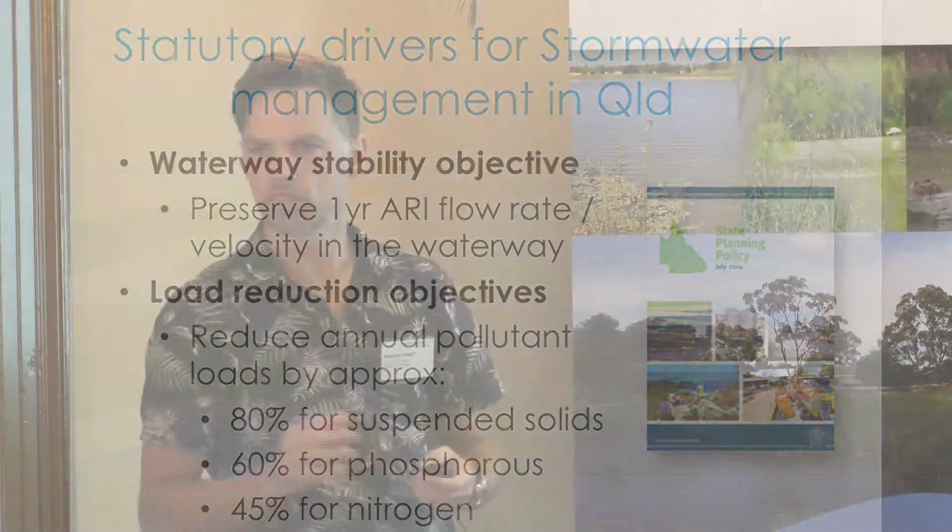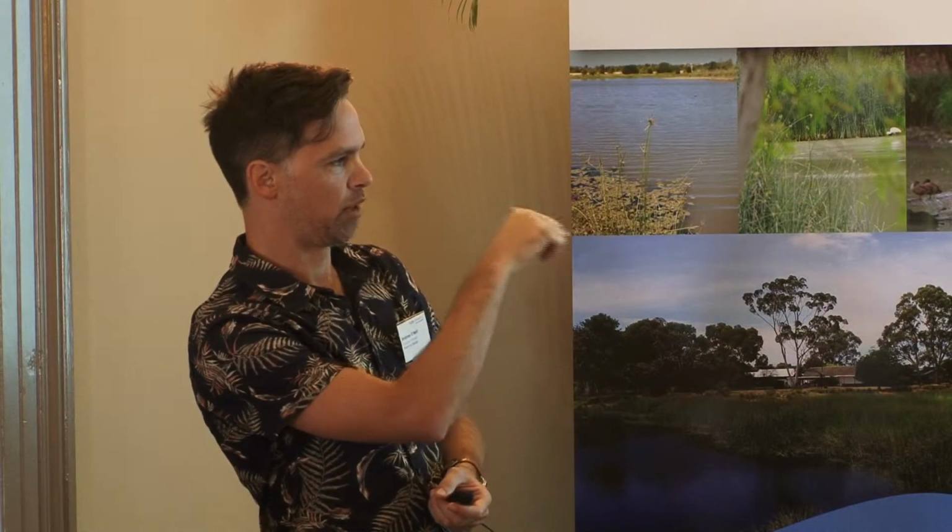Load reduction objectives. For those of you who don't know, when you talk about load reduction, that's you put a development on the ground, it's 80% reduction as if you've done nothing. So it's the unmitigated to the mitigated case as a percent reduction. Now this is a really interesting one.